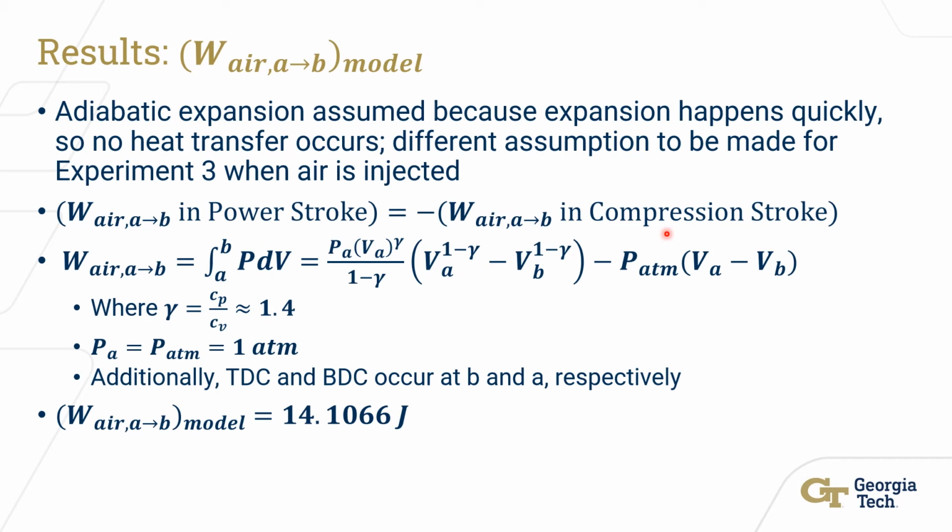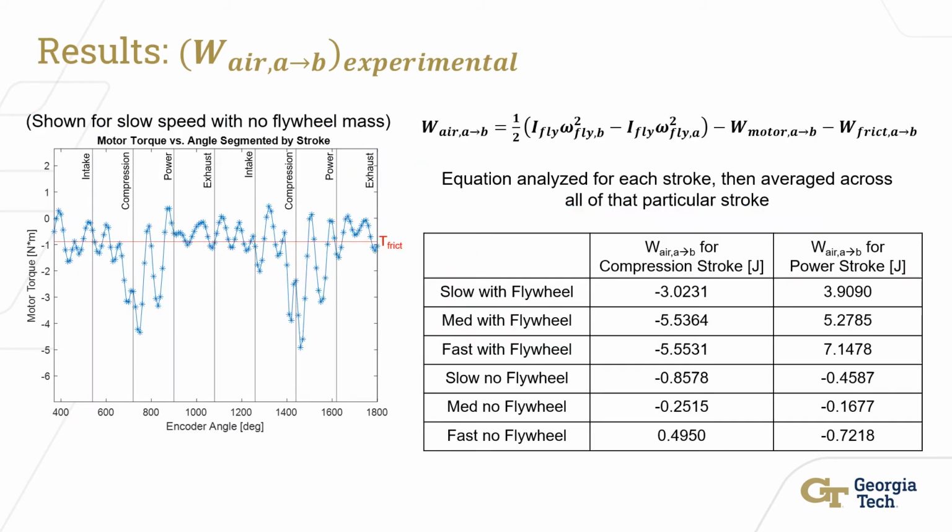In calculating the theoretical work done by air, some thermodynamics is involved by integrating pressure over the change in volume in the cylinder. This expands out to several different terms as seen here, where gamma is 1.4 for our experimental conditions, pressure at bottom dead center is equal to atmospheric pressure, and volumes at top and bottom dead center are calculated from dimensions that were measured during experiments 1 and 2. The final result reached for the theoretical work of the air was about 14.1 joules.